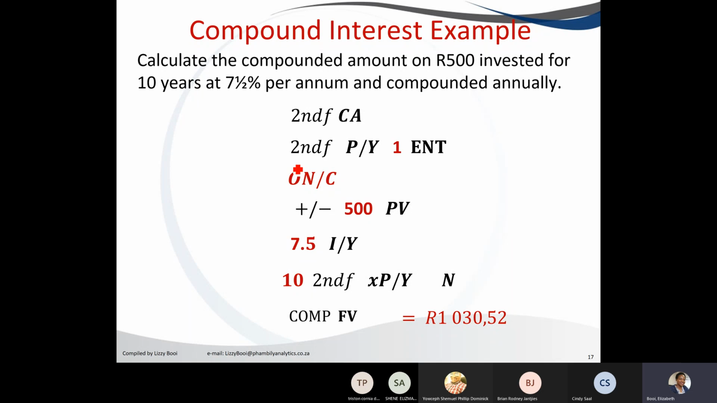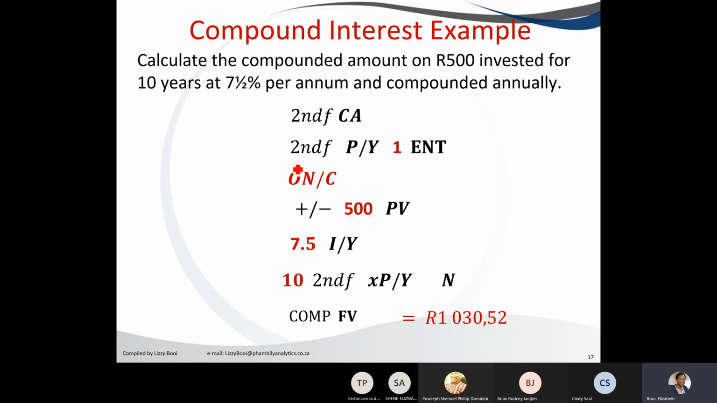Then put in whatever you are given. In this instance, we are given the present value. Before you put in the present value, remember to press plus or minus, which is the negative. So plus or minus will give you a negative 500. And then you store your value as PV, which is your present value. Then you put in the value of your interest. The other thing I also need to mention here is that the order does not matter. You can start with the interest or you can start with the period. It doesn't really matter. So we put in the interest by pressing 7.5.